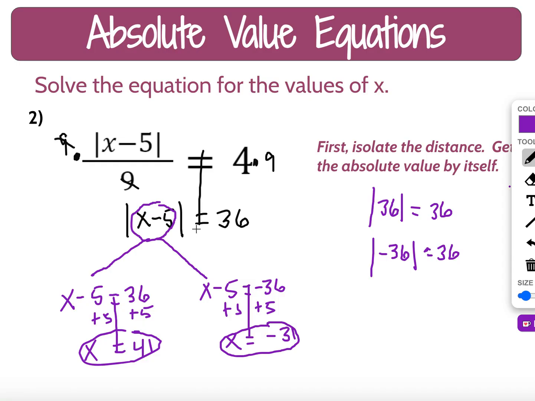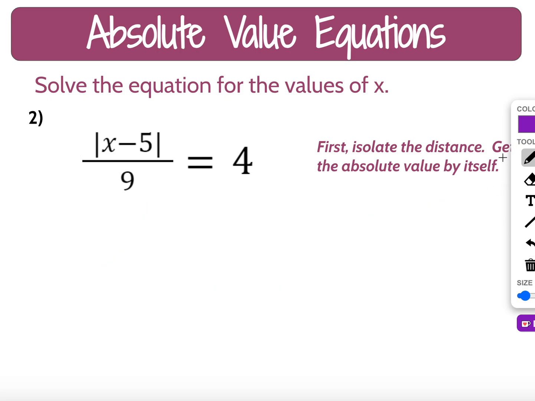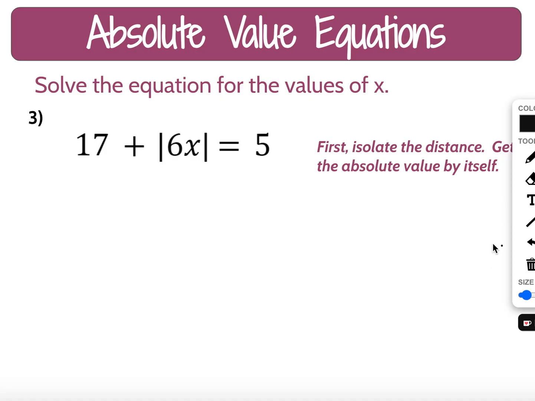So those are the two numbers that, if I were to go back up here and plug in for x, would make the equation true. We get two solutions again for this one. Our first step here was to isolate the absolute value, get it all by itself. That's always going to be your first step if it's not already by itself. So here's our next one.